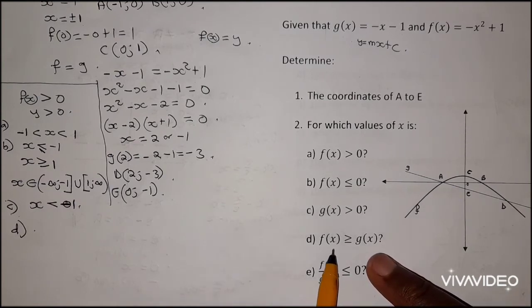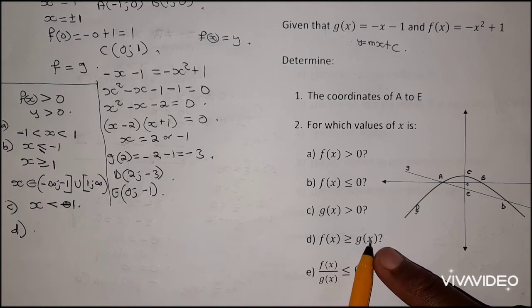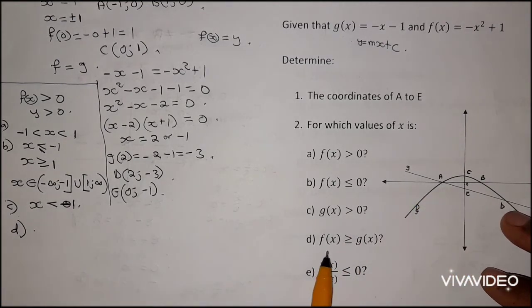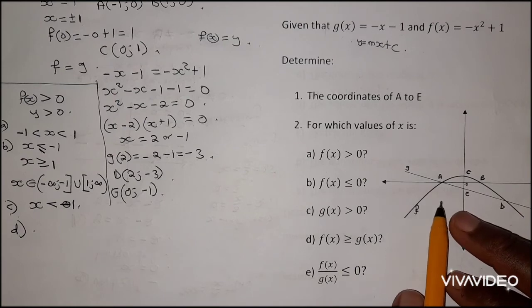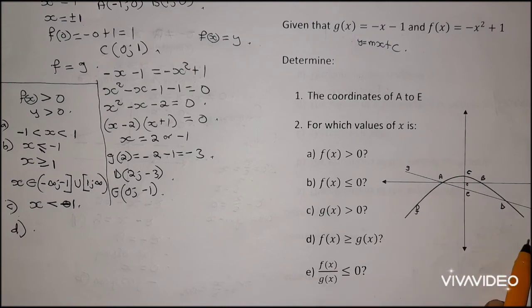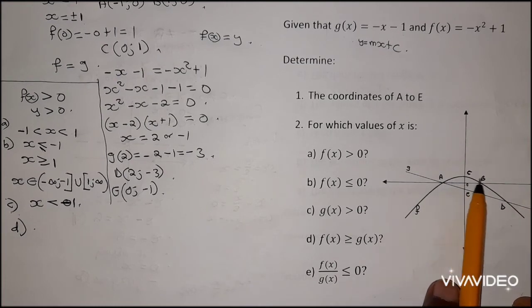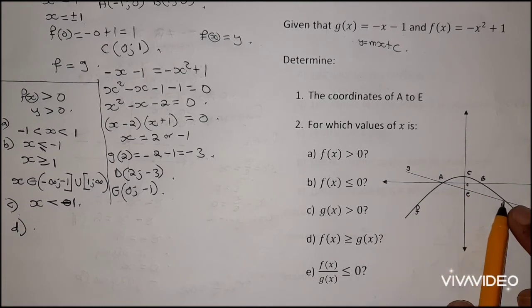Here we are comparing two functions. So we want the values of x where f of x is greater or equal to g of x, or where f of x is above g of x. That's what this one means. So when we look at the two functions, we need that area where f of x is above g of x. This is our f of x and this is our g of x. F is above g, starting from A coming to D, right?